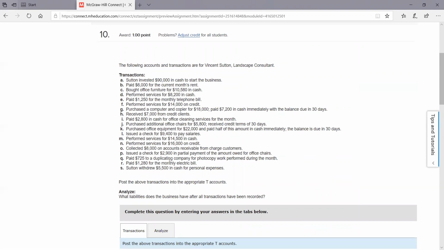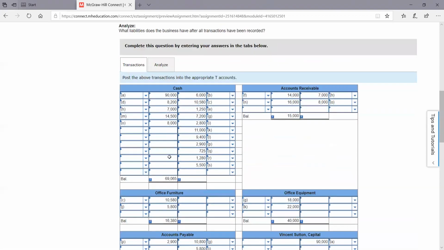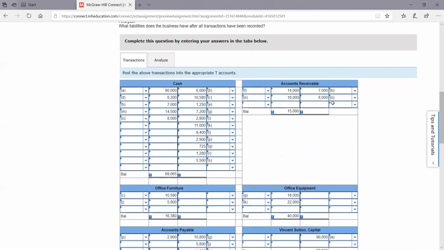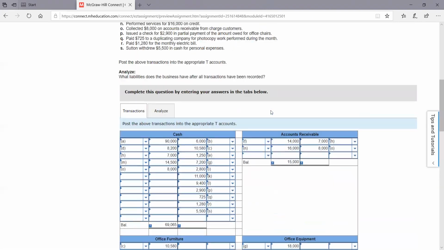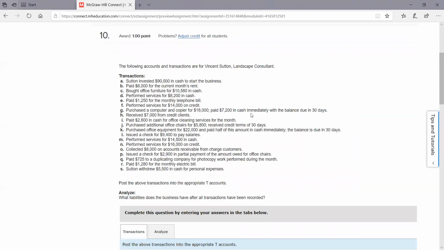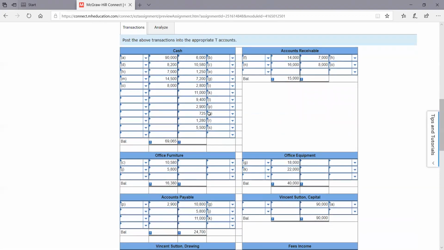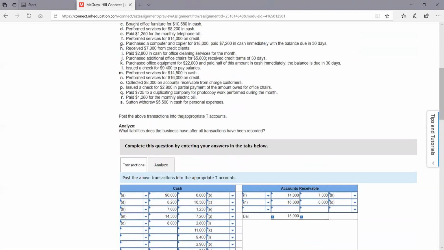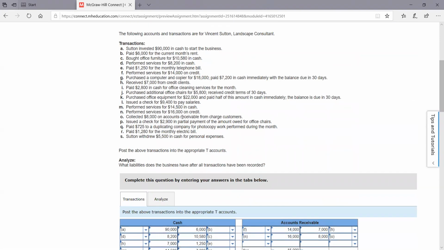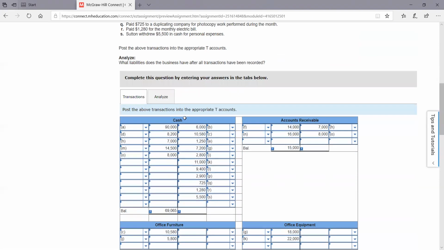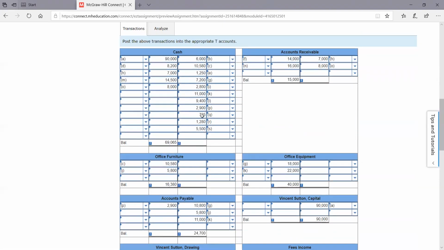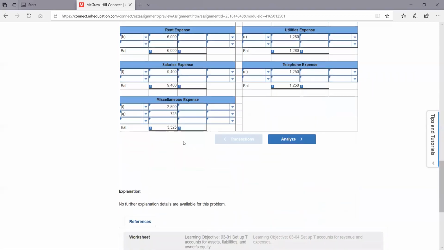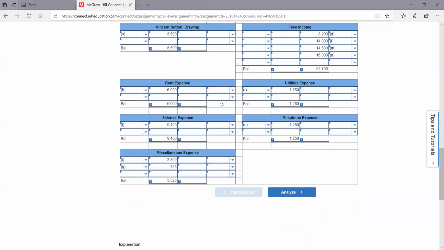Letter O, collected $8,000 on accounts receivable. So $8,000 debit to cash, $8,000 credit to accounts receivable. That's letter O. Letter P, issued check, partial payment of what you owed. So credit cash, $2,900, and debit accounts payable, $2,900 on letter P. Letter Q says paid $725 to a duplicating company for photo work. So you're going to be crediting cash $725, and then most likely miscellaneous expense debit $725.